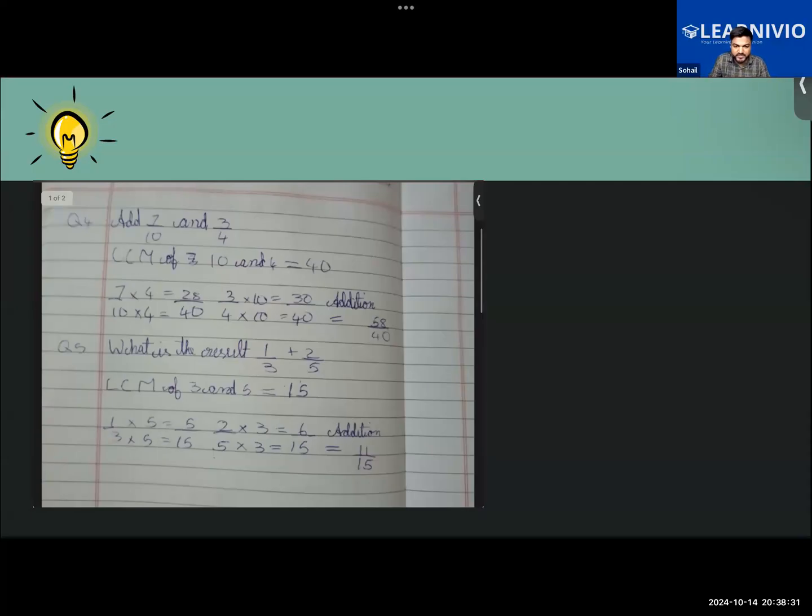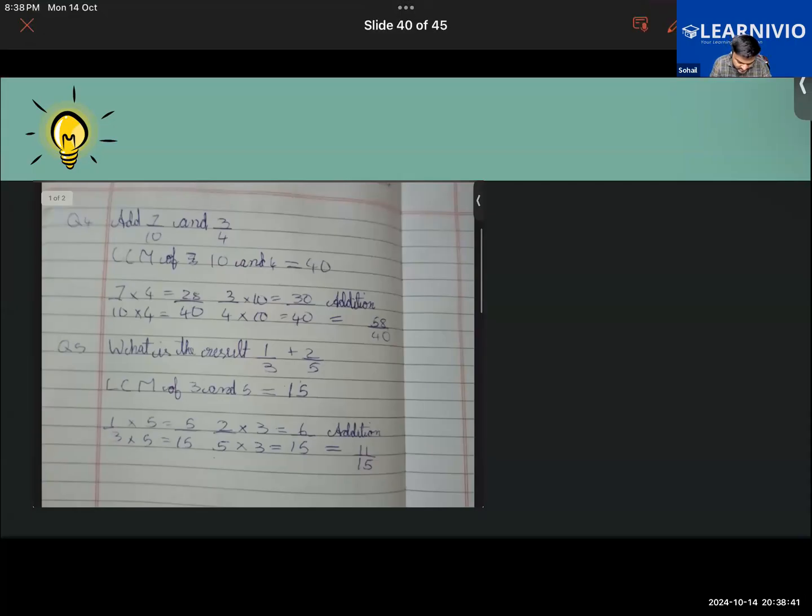Okay, as I was going through the assignment, Habib, you had to add 7 upon 10 and 3 upon 4. What is the LCM of 10 and 4? Yes, the LCM of 4 and 10, you have written it is 40. No. How have you got it?